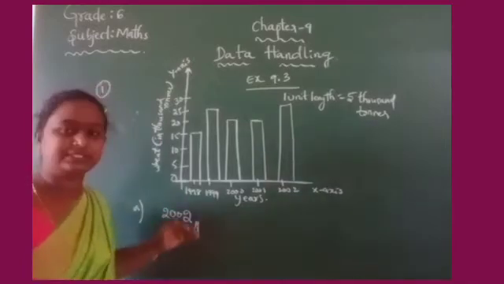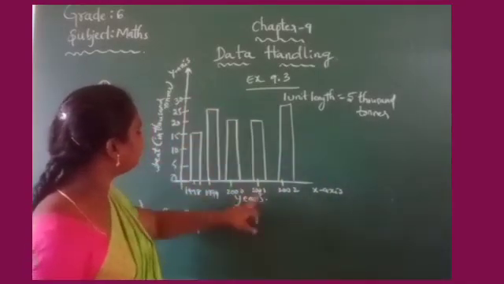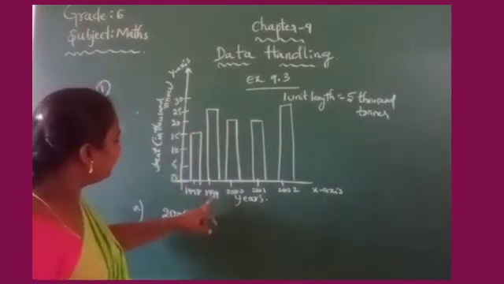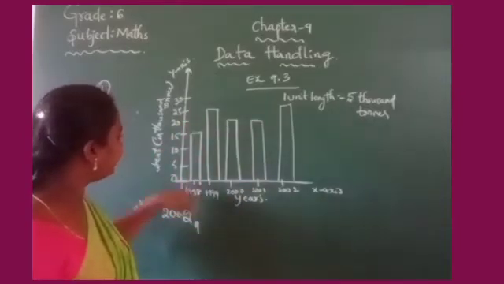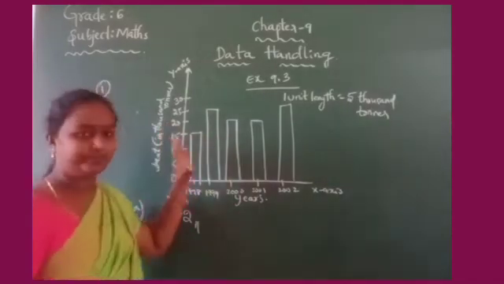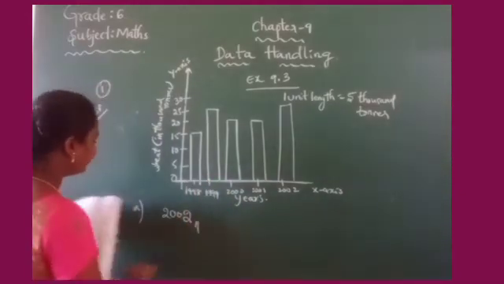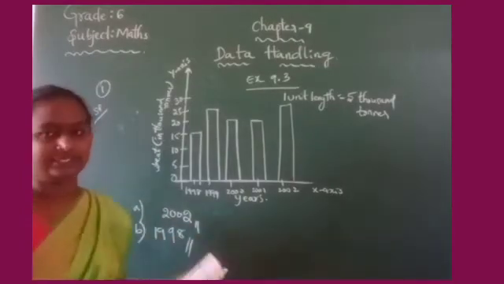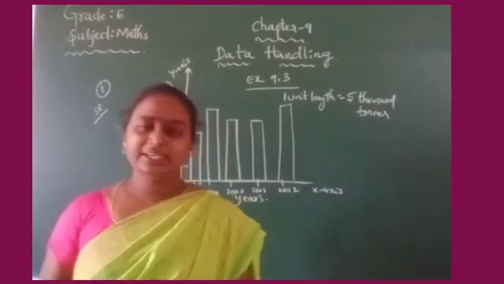Next, the wheat production minimum. Minimum means 20,000 tons, and in 1995, here in 1998, 15,000 tons only. So in which year is the wheat production minimum? 1998. Okay, children? So like this you have to write the information.